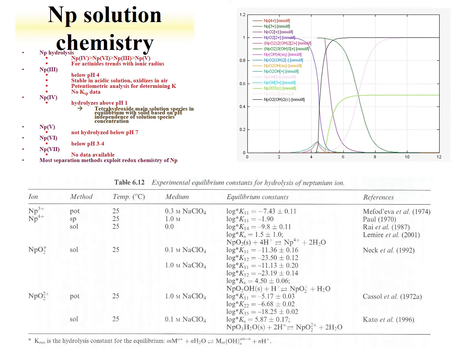The neptunium solution chemistry can also be explored through hydrolysis. The hydrolysis preference is the same as for uranium, where the tetravalent has the greatest propensity to hydrolyze, the pentavalent the least. The data for the hydrolysis is listed here, and what's shown here is a speciation curve of neptunium-3, 4, 5, and 6 as a function of pH. This data was collected with CHEM, and these complexation constants are available in the CHESS database.